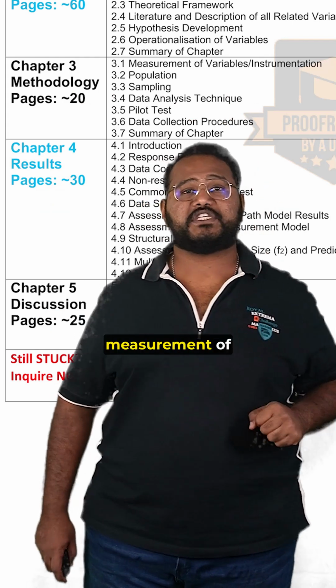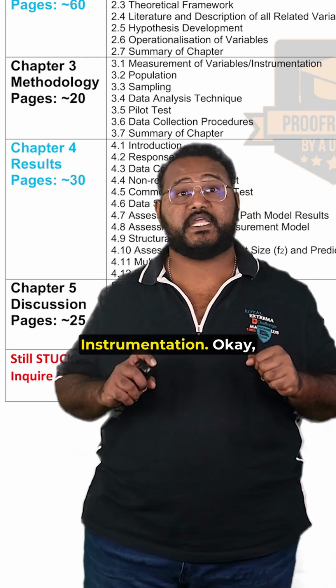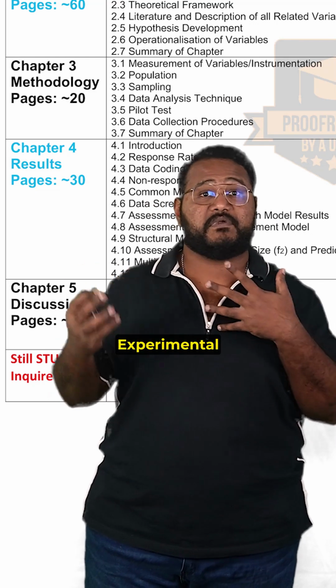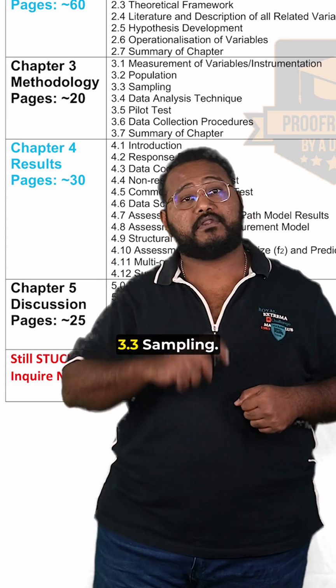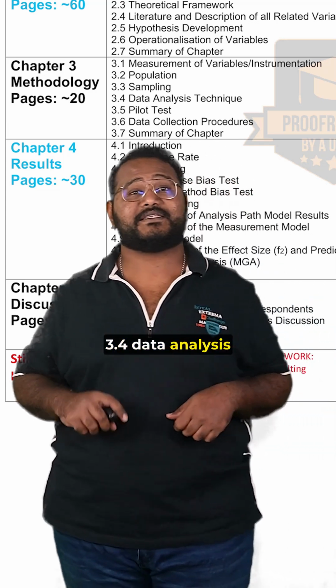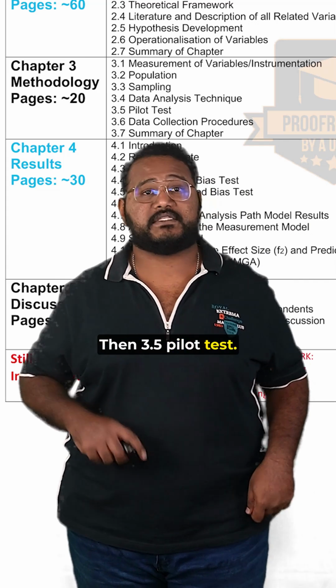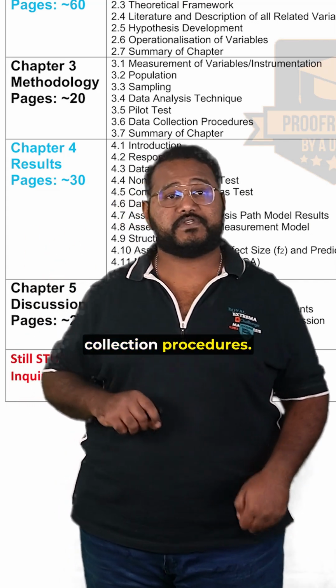Start with 3.1, measurement of variables or instrumentation. Okay, this is your instrument lah. Experimental instrument ke, questionnaire ke, can be anything. 3.2, population. 3.3, sampling. 3.4, data analysis technique. Then 3.5, pilot test. 3.6 can be data collection procedures.